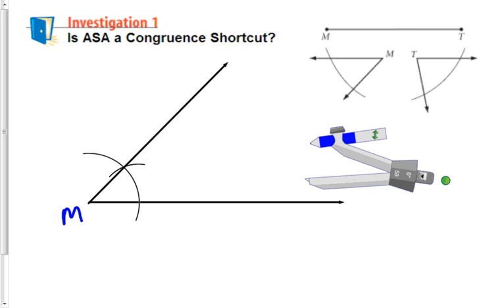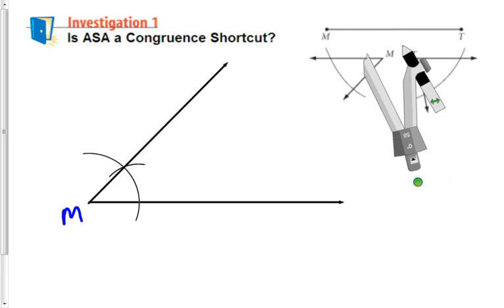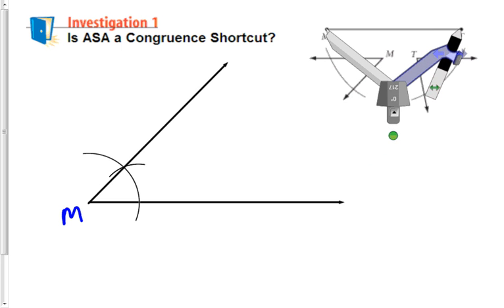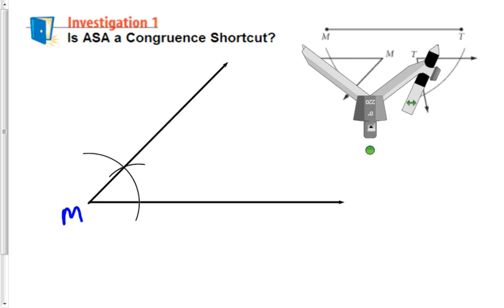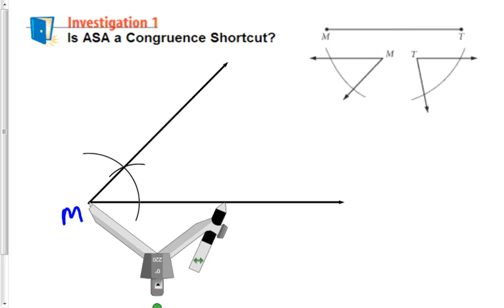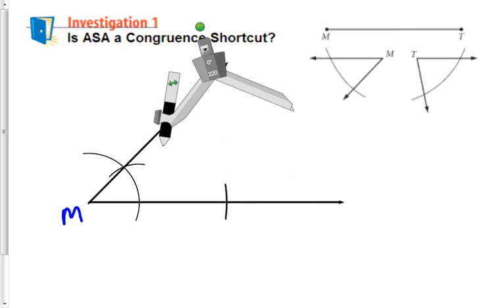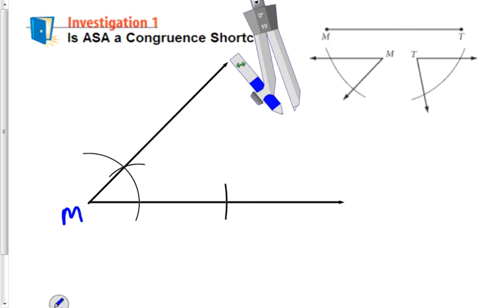All right, so now I'm going to duplicate MT on either one of those rays. I'll do it on the bottom one, but you could do it on either one. So let me measure MT with my compass. Come down here, put that on M, and strike that arc. So there's where T is going to exist. So I'll label this T. So we have MT right there.